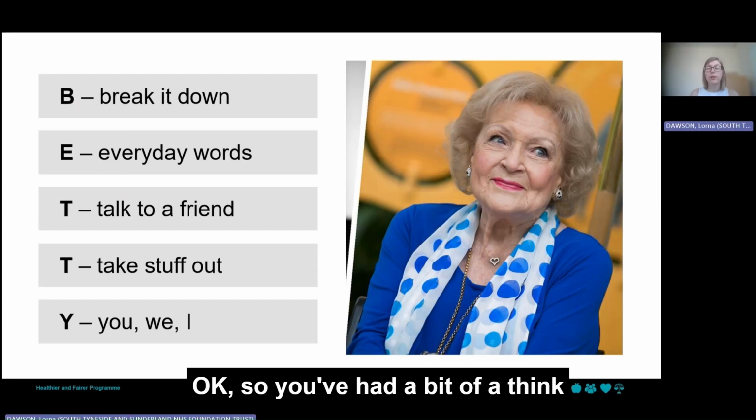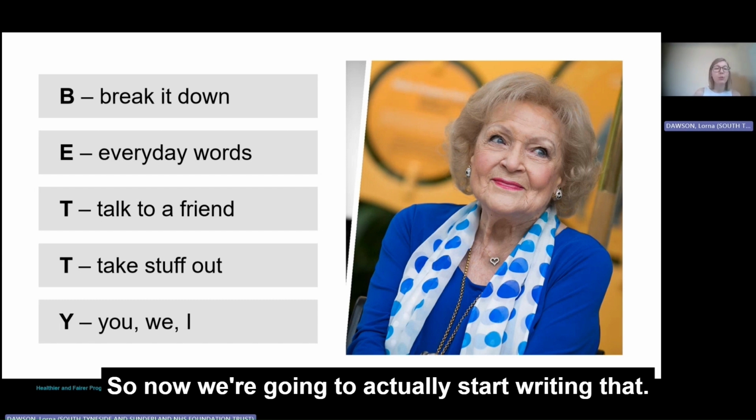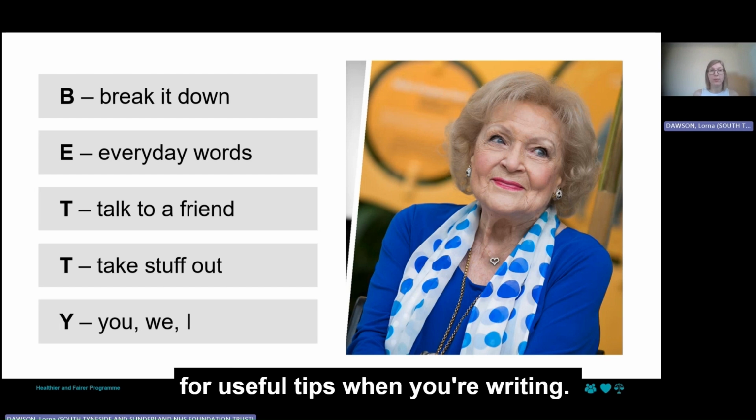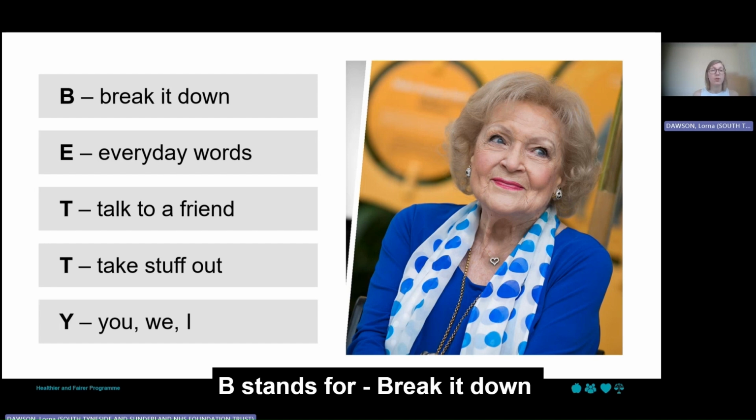Okay, so you've had a bit of a think about what you want to say, and what you would love to say but that they don't need to know. So now we're going to actually start writing. We're going to talk to Betty, or write to Betty. And Betty is an acronym for useful tips when you're writing to make sure your writing is simple. So B stands for break it down. E is for everyday words. T is for talk to a friend. The second T is take stuff out. And then Y is you, we, and I.